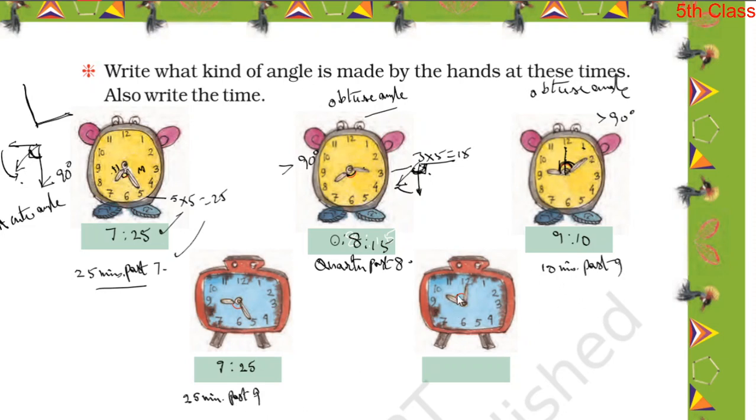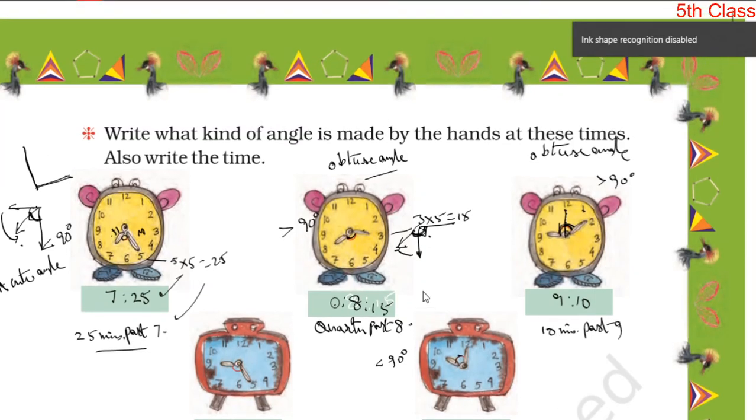And the last one. What is the angle made at this? Is this angle 90 degrees or less than 90 degrees? Less than 90 degrees. Therefore it is acute angle. Therefore the time is 10 o'clock. Therefore the time is 10 o'clock.